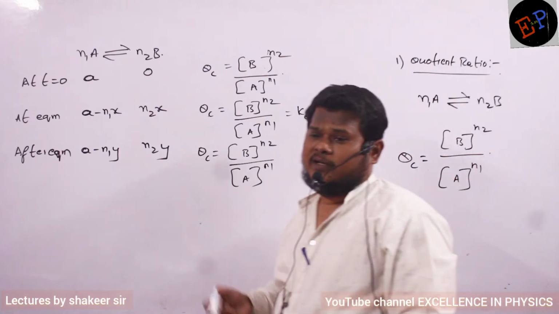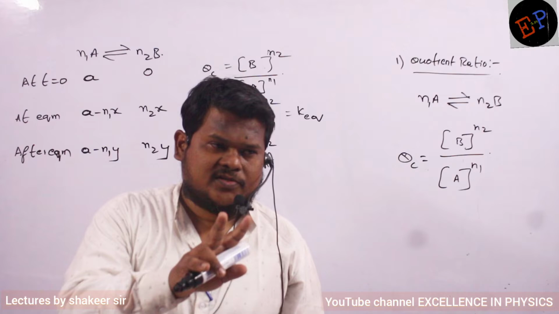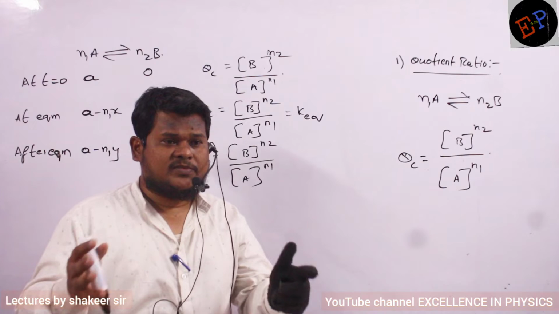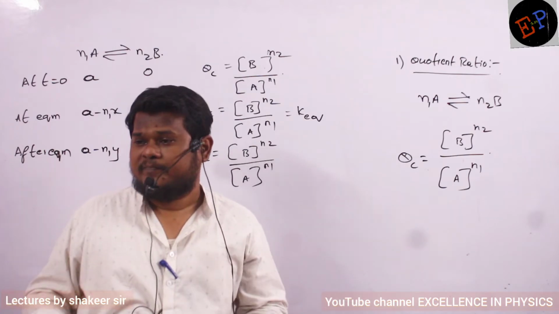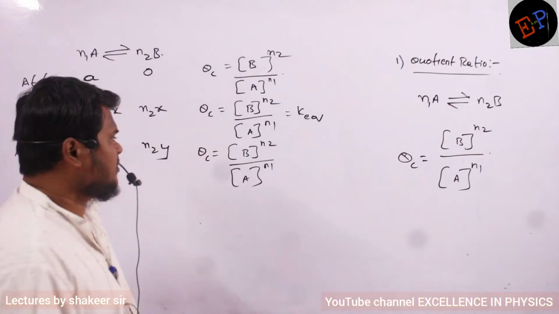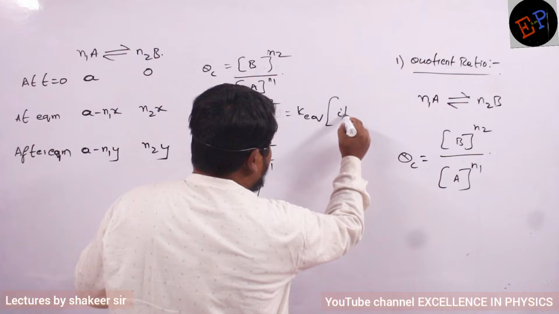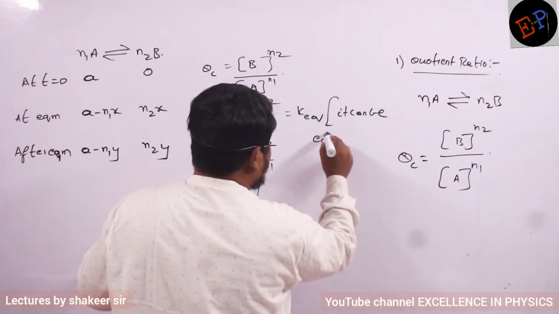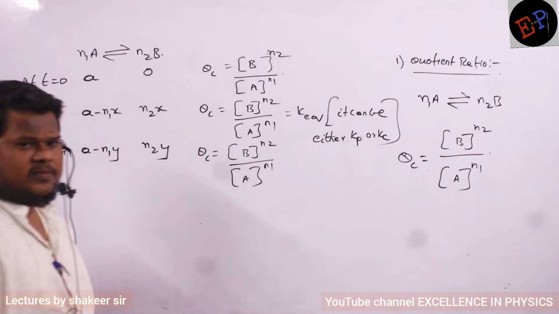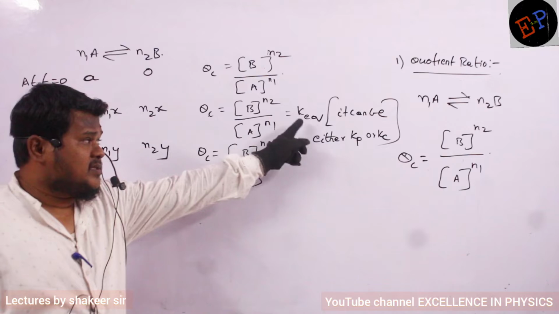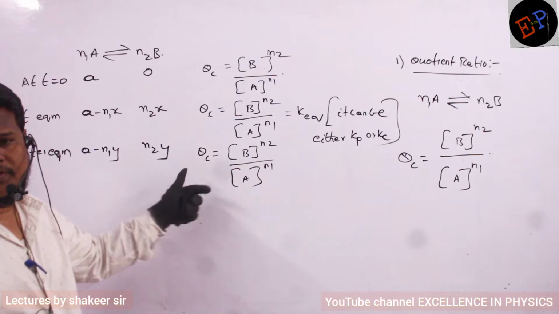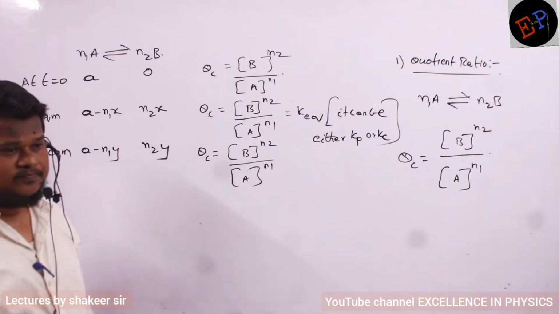And K equilibrium we define in how many methods? We define in two methods, no? Kp and Kc. What is Kc? Equilibrium constant in terms of molar concentration. And what is Kp? Equilibrium constant in terms of partial pressures. Are you able to understand? So this K equilibrium can be either Kp or Kc. This already we have studied. But this is called K equilibrium only at equilibrium. And at other conditions, if you take the ratio of concentrations, it is called QC, the quotient ratio. Are you able to understand?